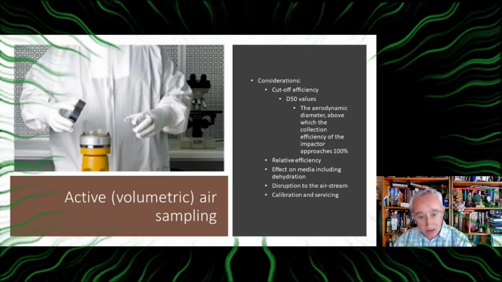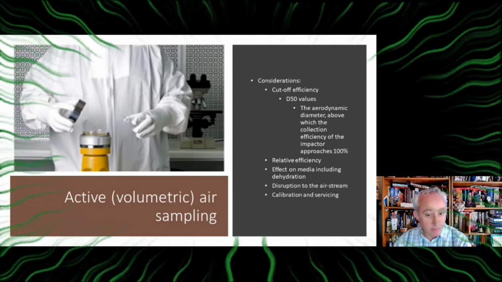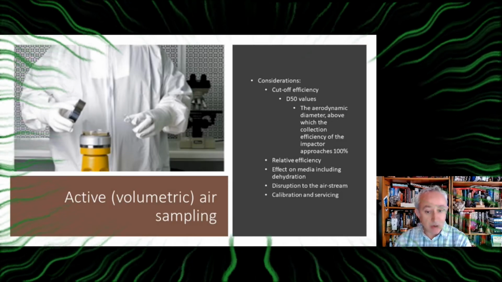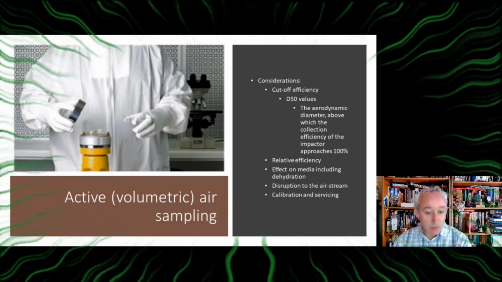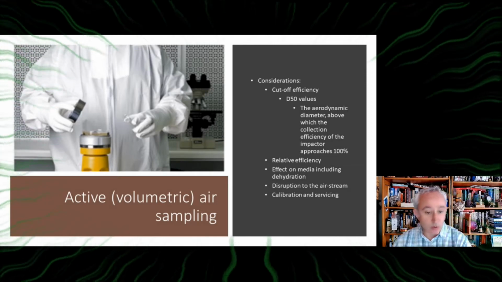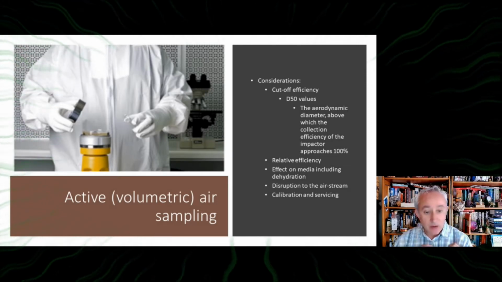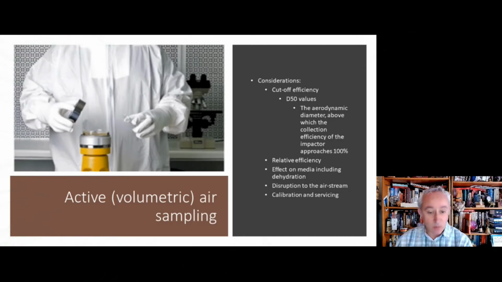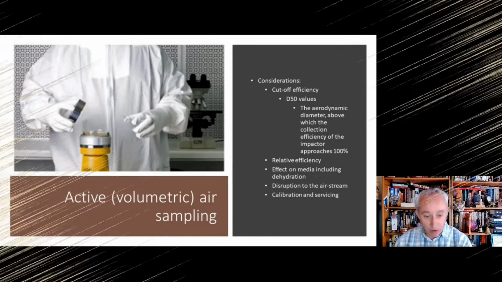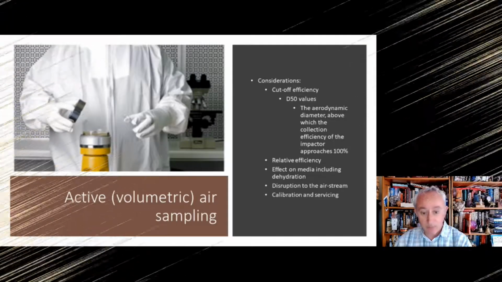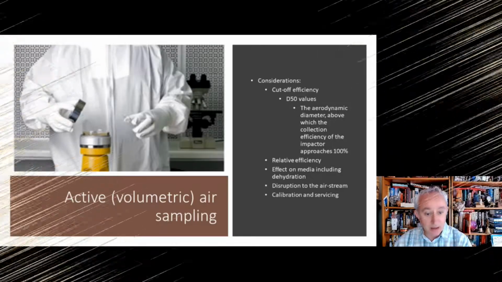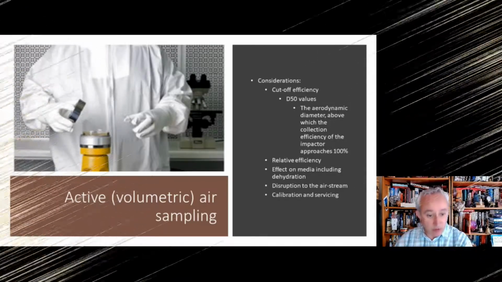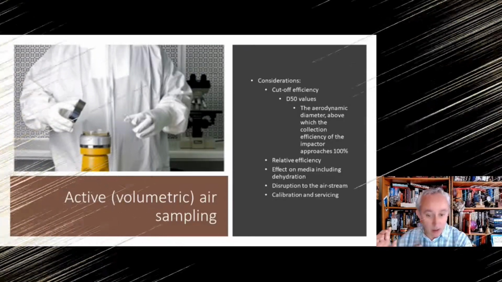The key thing is that air samplers work differently, and even with models based on the same design, there are differences in the efficiency. Perhaps one of the key concepts to get across is this cutoff efficiency, what's called the D50 value. The D50 is the size at which half of the particles, and remember these are going to be carrying a number of microorganisms, are collected, and half will pass through the sampler without being collected.